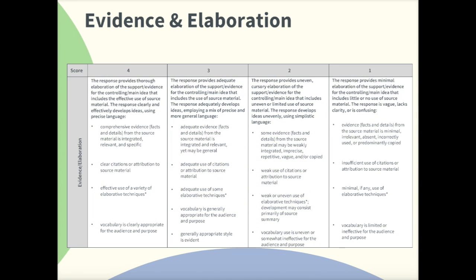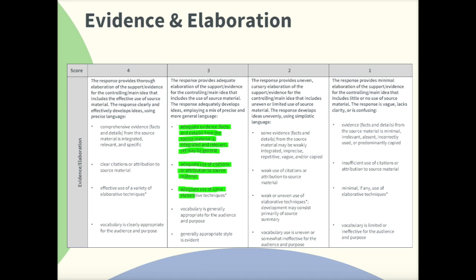So let's score the evidence and elaboration dimension now that we have tagged some evidence. I've highlighted the Level 3 indicator for adequate evidence is integrated and relevant. I don't think the evidence is quite comprehensive, the Level 4 requirement, and remains at the general level. When using information from sources, the essay usually cites the source, with the exception of paragraph 2.